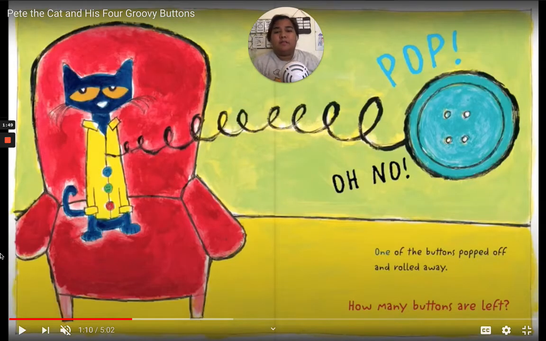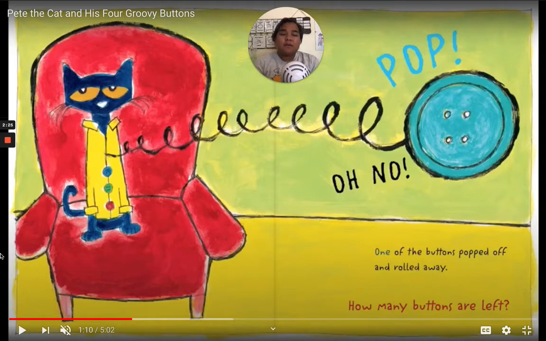So he has a number 4 right here, and he has his 4 groovy buttons. So what do you notice about this page? So Pete the cat is sitting on a chair, and a red chair, and oh my gosh, what do you notice about his shirt? A button popped off, right? Pop! Oh no! One of the buttons popped off and rode away.